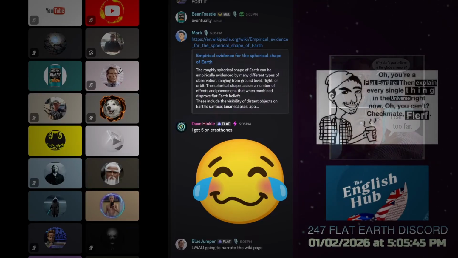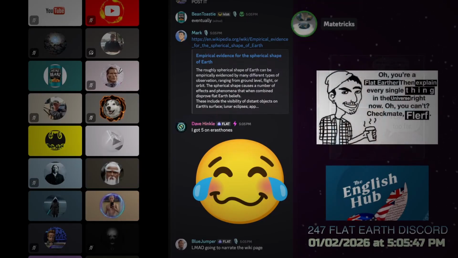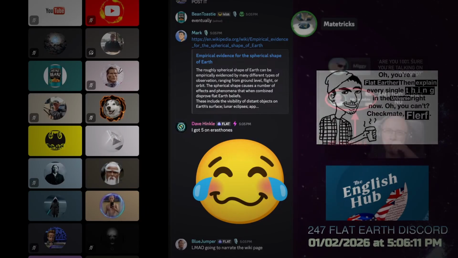So the first paragraph: the roughly spherical shape of Earth can be empirically evidenced by many different types of observation, ranging from ground level, flight, or orbit. The spherical shape causes a number of effects and phenomena that, when combined, disprove flat Earth beliefs. These include the visibility of distant objects on Earth's surface. Well, us seeing too far proves it's flat, so that was a fail.